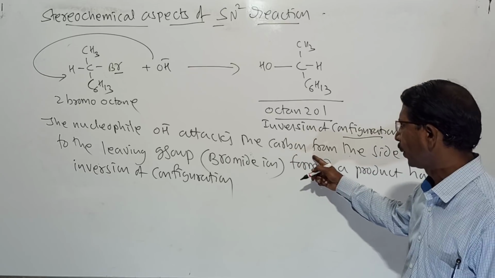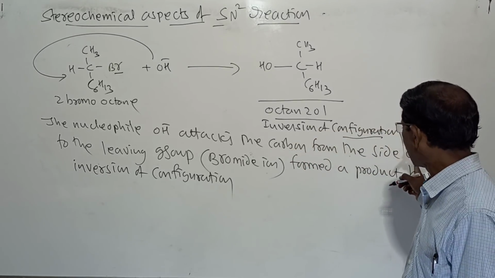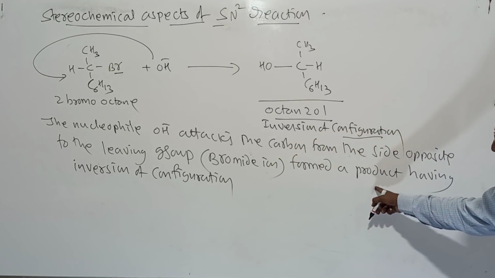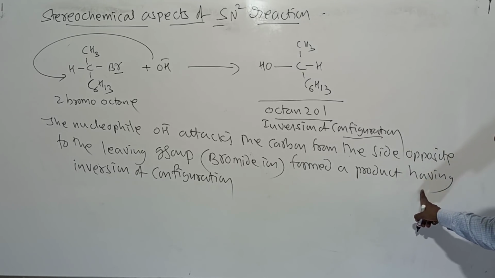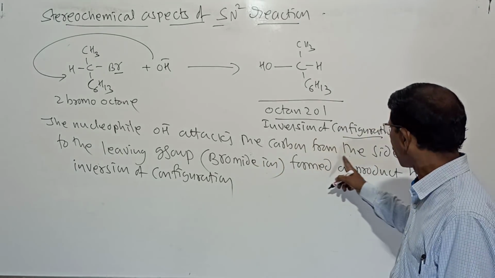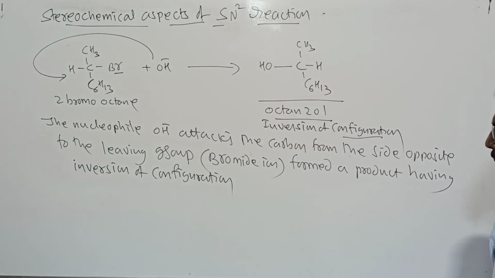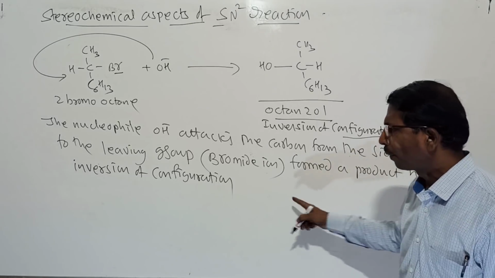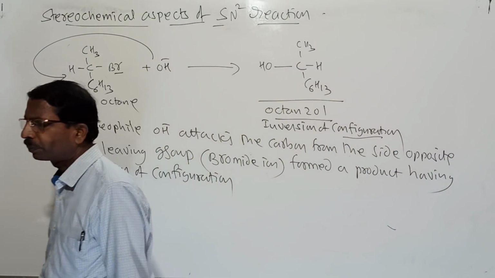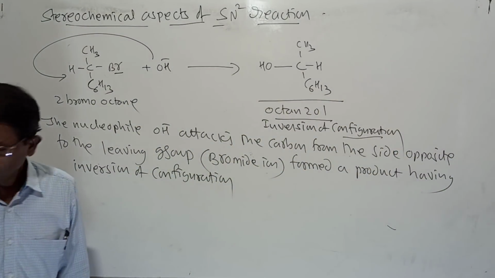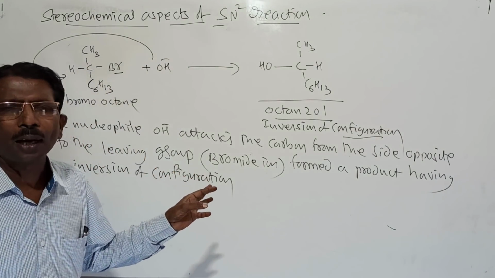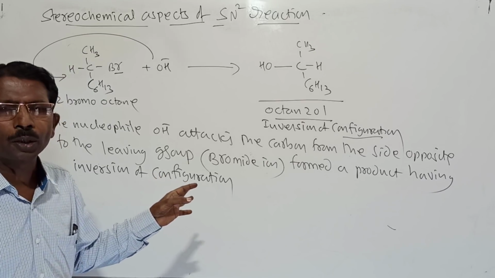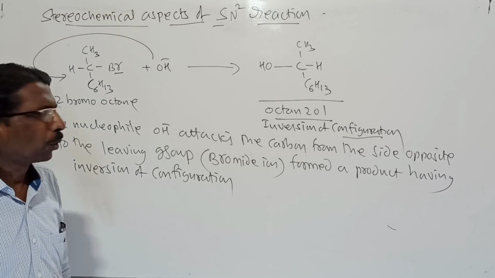So the nucleophile OH minus attacks the carbon from the side opposite to the leaving group, forming a product having inversion of configuration. So students, I have completed all of these topics. Only the last unit is left, which is called polyhalogen compounds. So, thank you.